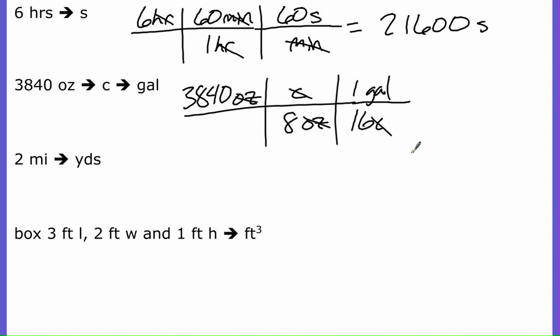But my cups cancel here. All I'm left with is gallons, so I'm going to multiply and divide. I don't have to deal with ones. I don't have to multiply by this 1 cup here. But 3,840 divided by 8, and then you divide it again by 16, you're going to get an answer of 30 gallons. Simple enough.